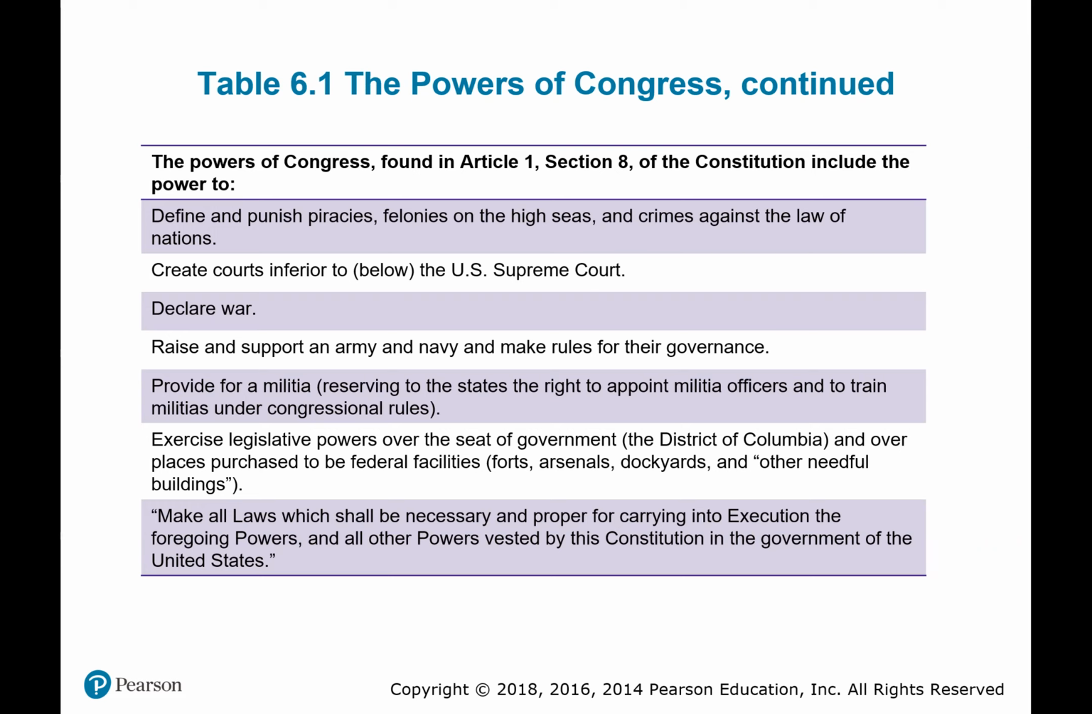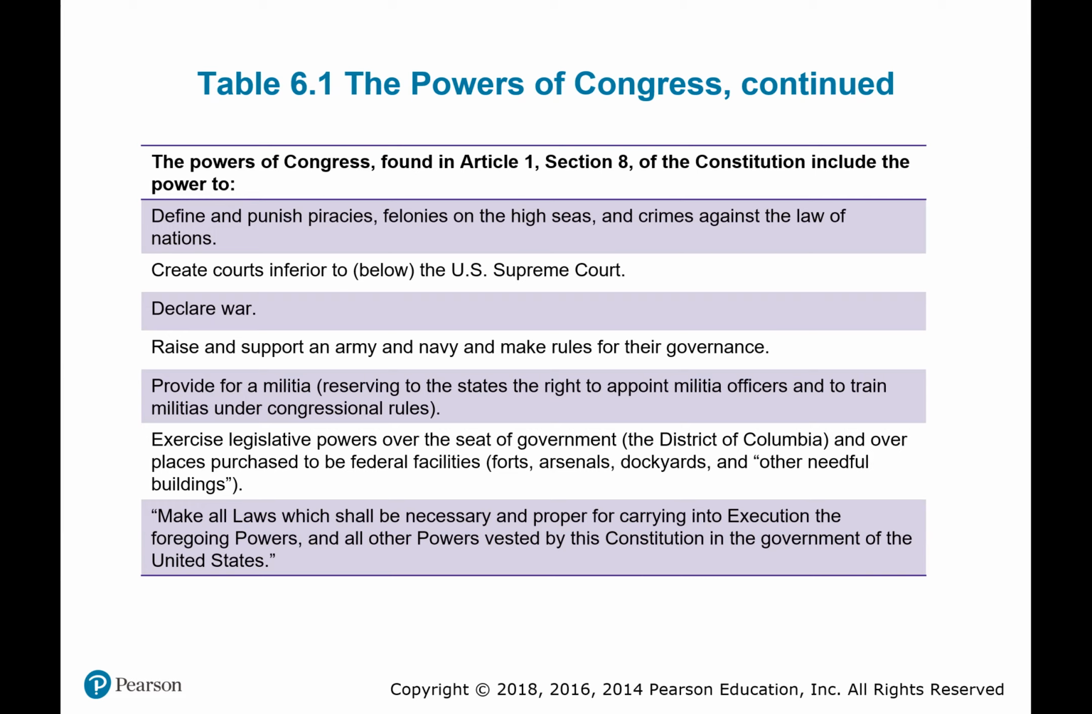So a state just can't create militias on their own. They have to have the approval of Congress. They exercise legislative powers over the seat of government, that's the District of Columbia, and over places purchased to be federal facilities: forts, arsenals, dockyards, bases overseas, etc. And most importantly, make all laws which shall be necessary and proper for carrying into execution the foregoing powers and all the other powers vested by this Constitution in the government of the United States.